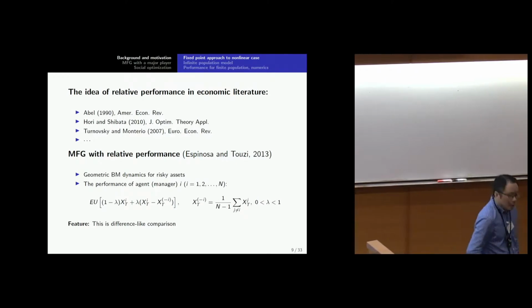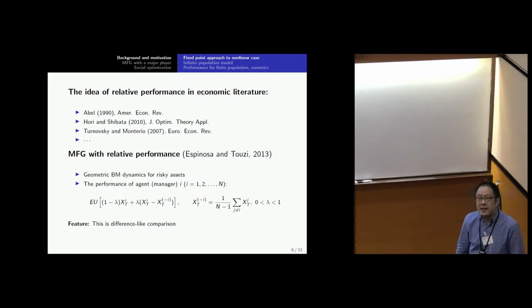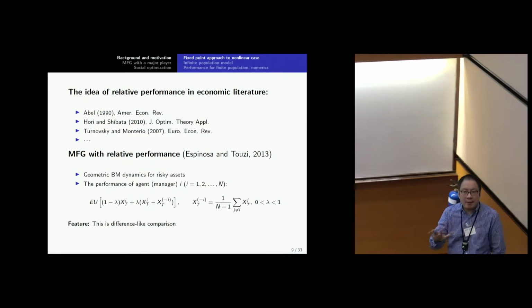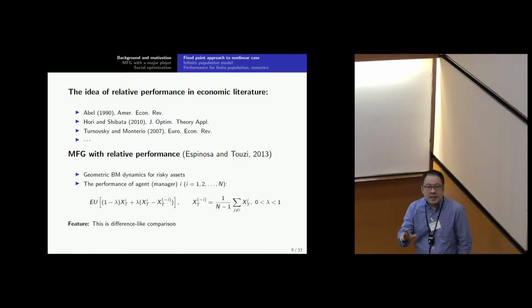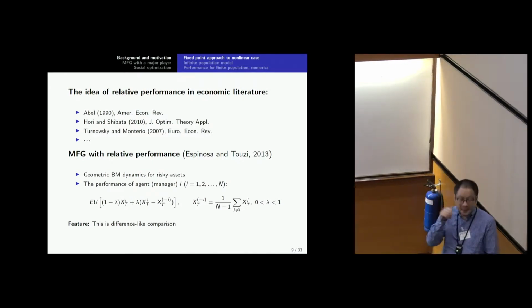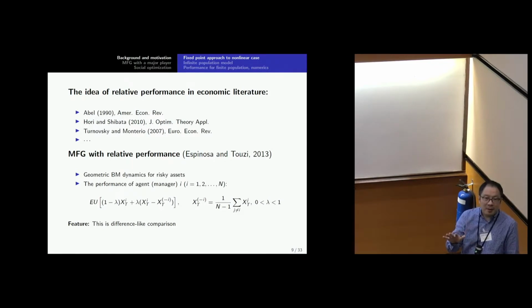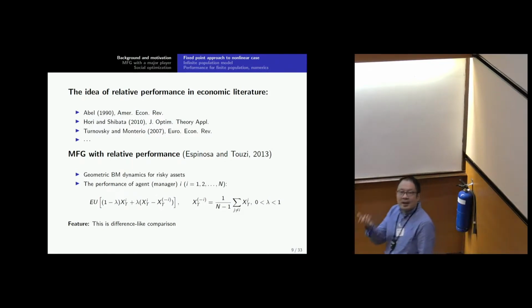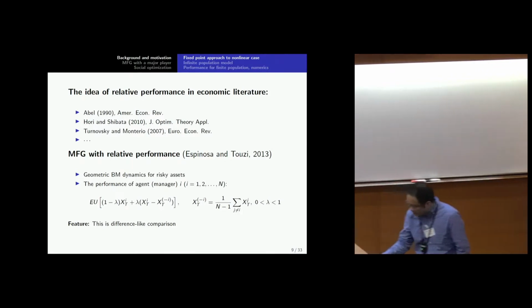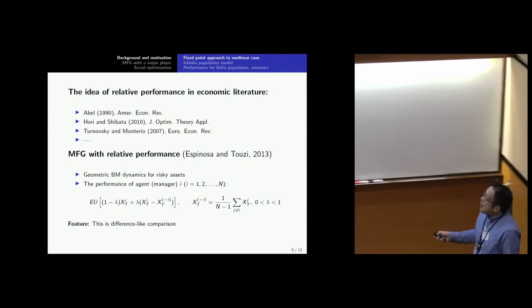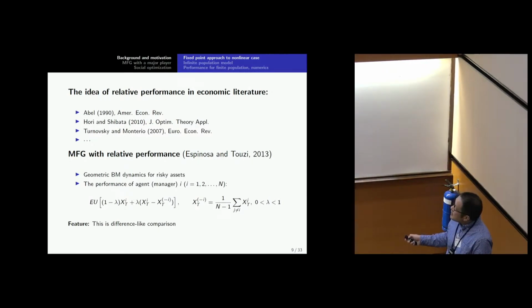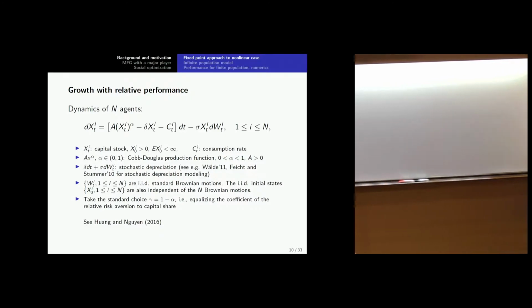Also, you can think of another scenario. Say, for this year, the average performance is like 15%. For you, you achieve, say, 8%, you will get some problem. Other guys are doing better than you. So that's why it's well motivated to consider this kind of relative performance. So this is a little bit of background.